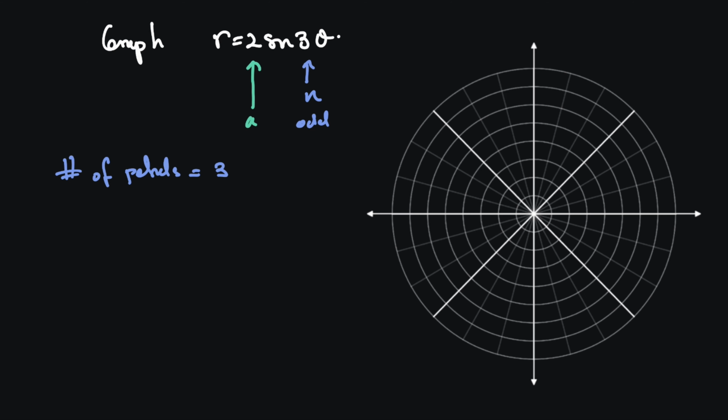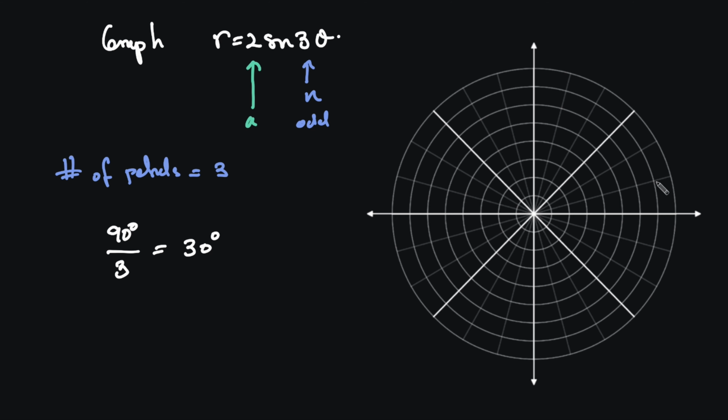For sine, the first petal is always going to be in the first quadrant. For cosine, the first petal is always going to be on the horizontal axis. So remember that. To know where the first leaf is going to start, we take 90 degrees, since the first quadrant represents 90 degrees, and divide it by the number of leaves. Since we have 3, 90 divided by 3 is going to be 30 degrees.